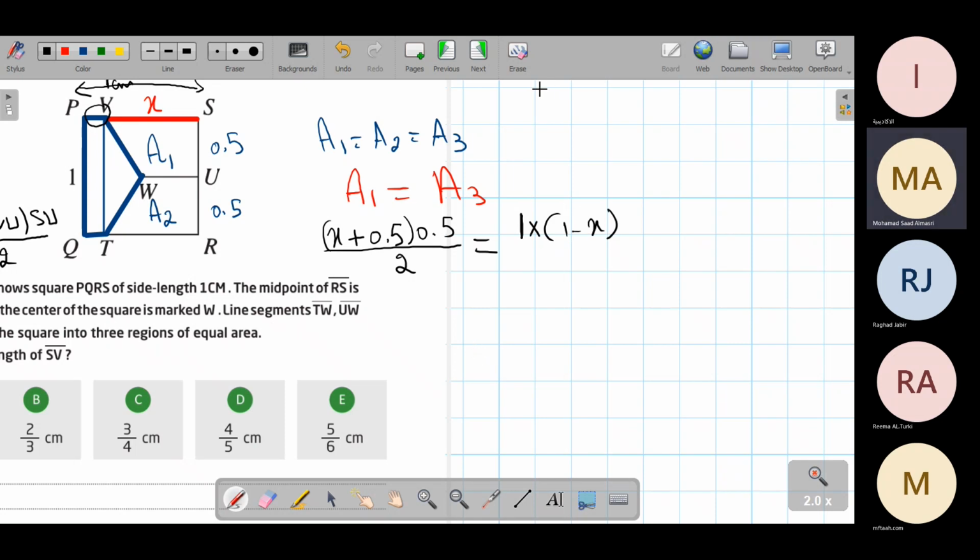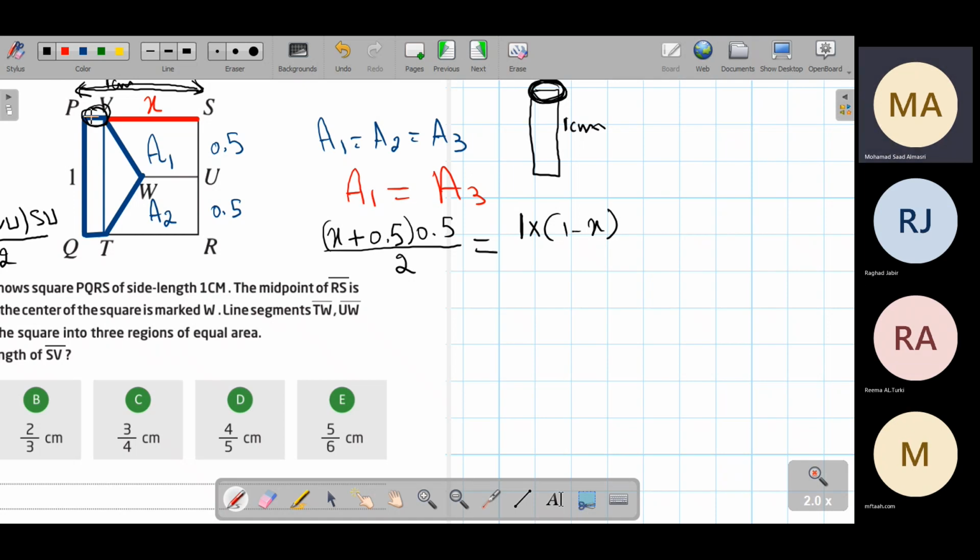Again, I want to find the area of this part. This one is equal to 1 centimeter. Look at the figure here. The distance from P to S is equal to 1 centimeter, the bigger one. I know that SV is also equal to x. How do I find the small side? I will subtract x from 1. So it's 1 minus x. Understood? Yes.